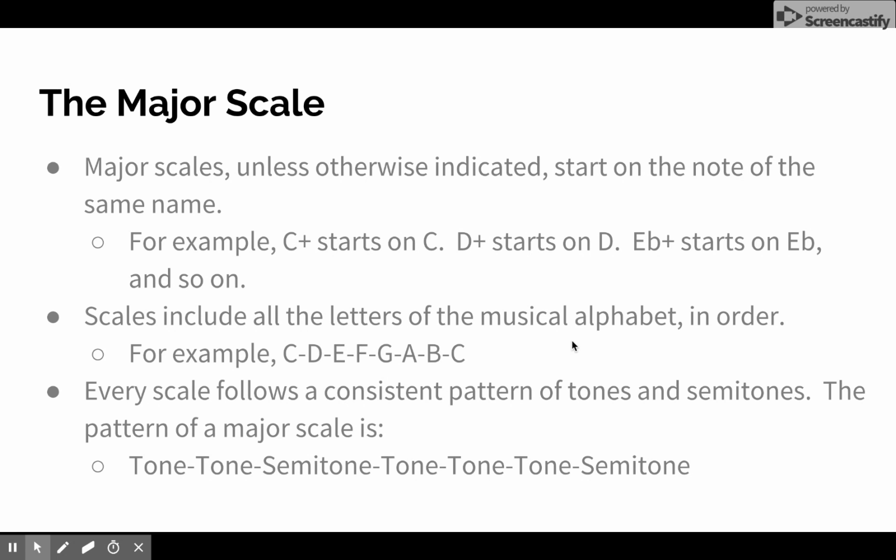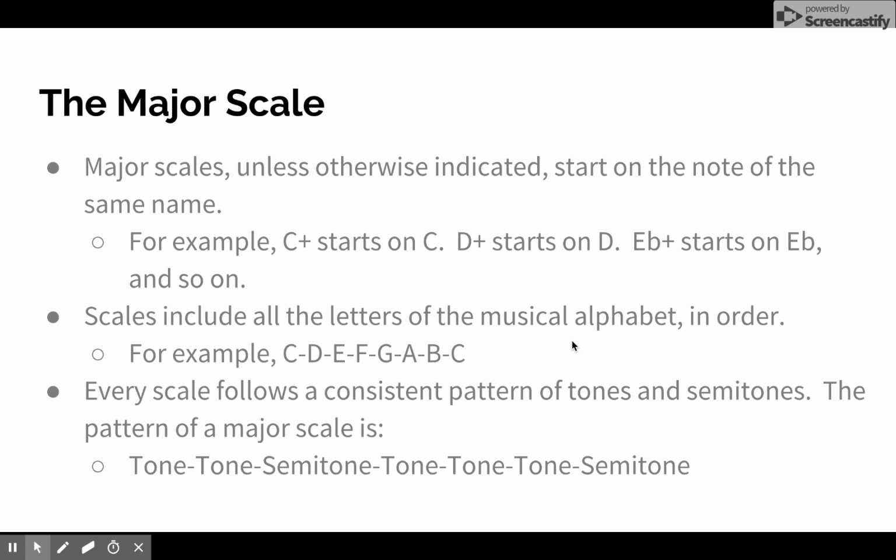So for example, C major scale starts on C. The D major scale starts on D. The E flat major scale starts on E flat, and so on. Scales include all the letters of the musical alphabet in order. So, for example, the C major scale has C, D, E, F, G, A, B, C. So you can see they're always in alphabetical order.